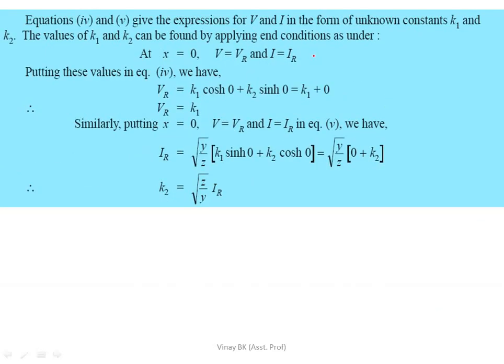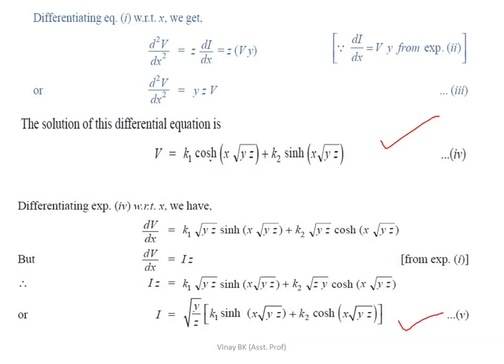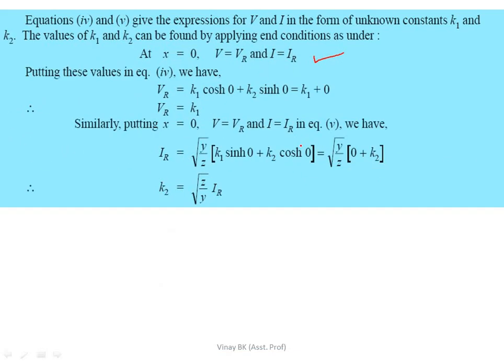The condition I will apply is that at x equals 0, V equals VR and I equals IR. So I substitute this condition into equation 4. Equation 4 is V equals k1 into cosh x root YZ plus k2 sinh x root YZ. Here I put x equals 0 and V equals VR. By substituting x as 0, this is cosh 0 and this is sinh 0, so I get VR equals k1 into cosh 0 plus k2 into sinh 0.